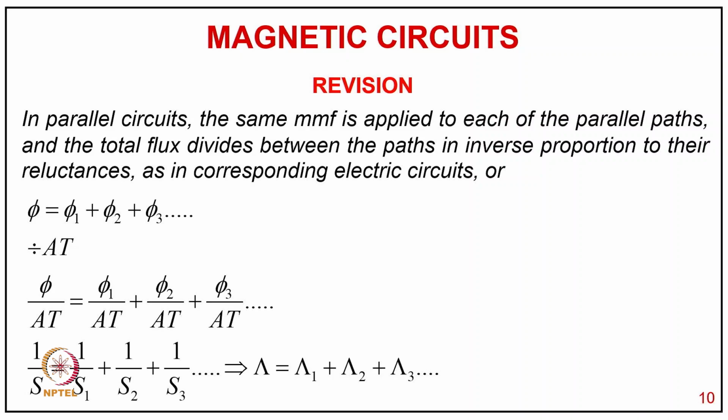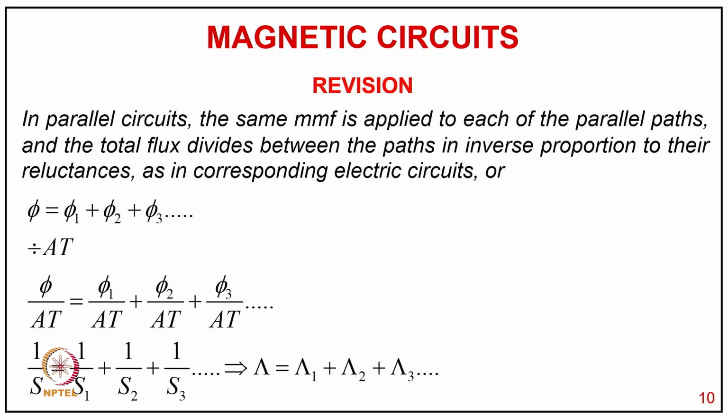In a parallel circuit, the same MMF is applied to each parallel path, similar to the same voltage applied in an electric circuit, and the total flux divides between the paths in inverse proportion to their reluctance. As in an electric parallel circuit, the total current is the sum of all the currents of the different parallel paths.